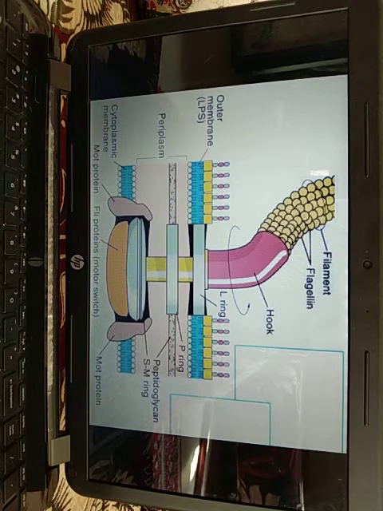It is inserted in the cell envelope. The basal body bears ring-like swellings in the region of the plasma membrane and cell wall. There are two pairs of rings, that is L and P rings in the cell wall and S and M rings embedded in the cell membrane. In gram-negative bacteria, only a single pair of rings, that is S and M rings, is embedded in the cell membrane. In the gram-positive bacteria, the hook is a curved tubular structure which connects the filament with the basal body. It is the thickest part of the flagellum.